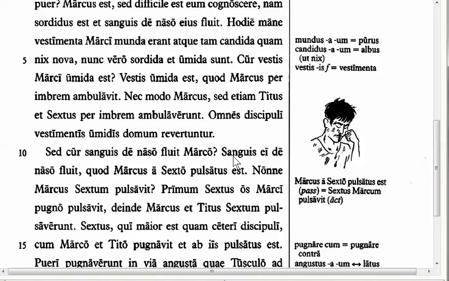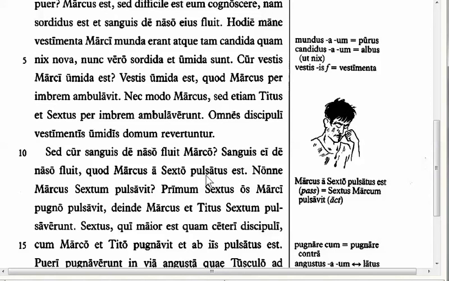So, why is blood flowing from Marcus's nose? Blood is flowing from his nose because Marcus was hit or was punched by Sextus. So, this is the third person singular perfect passive indicative. He was punched. It's a single event in the past. It's not ongoing action in the past. And notice how this is formed from 2 parts.